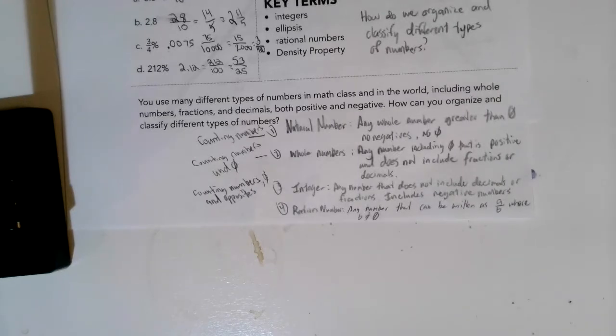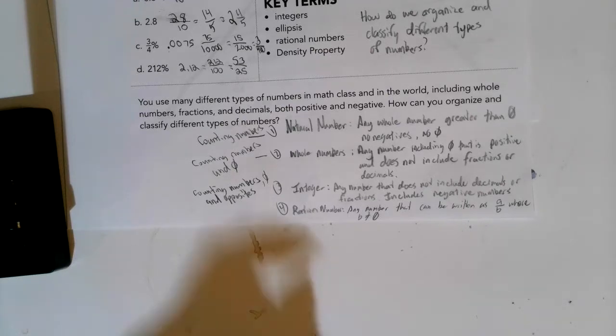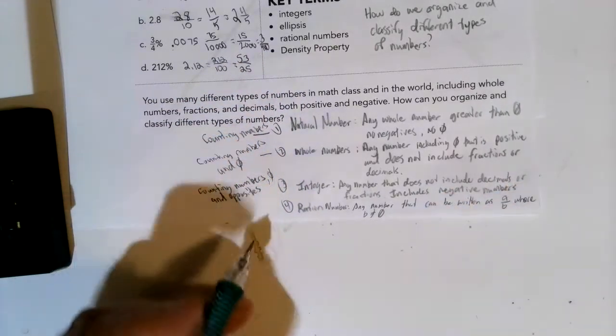So you have 3 and negative 3. They're both integers, even though 3 is a natural number and a whole number, it's also an integer. Negative 3 is an integer, but it's not a natural number or a whole number because it's negative. And then finally, rational number.